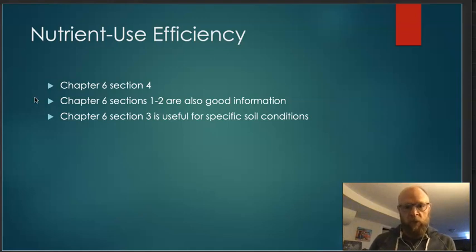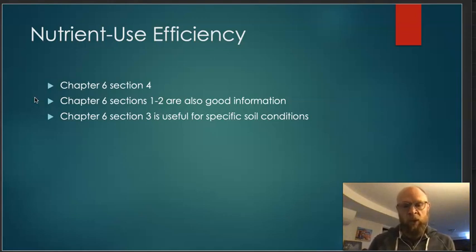So chapter 6 section 4 is where the question really comes from, or I guess I should say, the information you need to answer that question is in that section. So chapter 6 section 4.